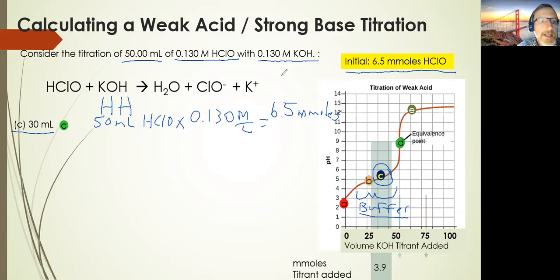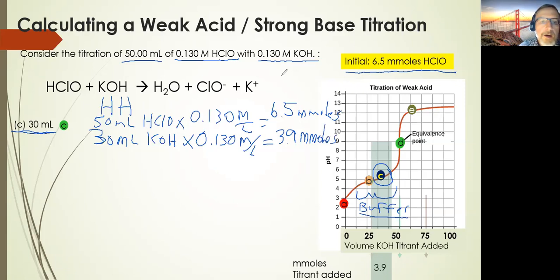And we have just added our 30 milliliters of KOH. And its concentration is also 0.130 moles per liter. And that equals 3.9 millimoles.